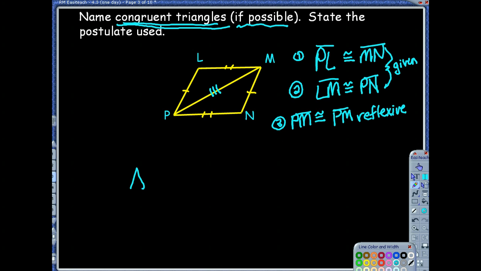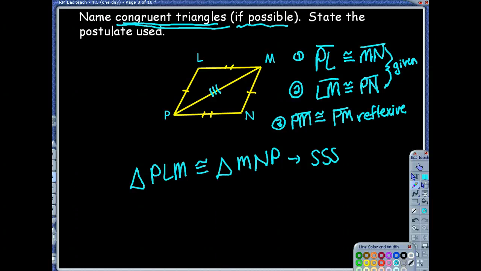I'm going to name the first one triangle PLM, and it's going to be congruent to, be careful with where you go, triangle M, and I'm going to go to N because I noticed PL and MN have to be the same. And then, of course, N with P. So MNP. And the reason is by side, side, side. Perfect. And be really careful with your naming. We went from P to L, so through the 1 tick mark, then from L to M, through the 2, and then the 3. So same thing: 1, 2, 3. Perfect.